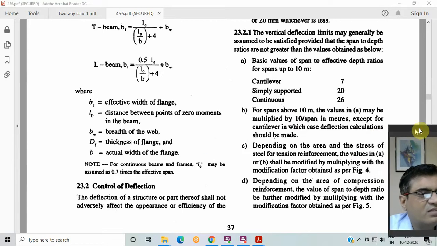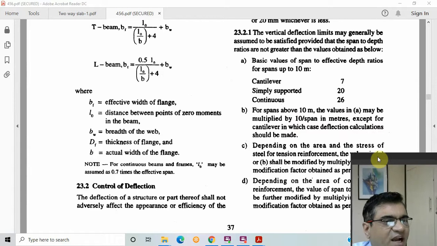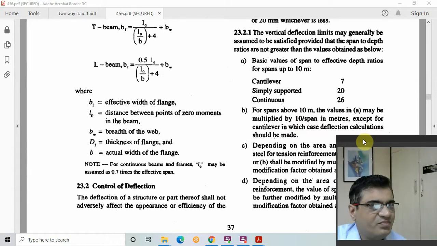Now these three ratios which are given here, L by d ratio 7, 20 and 26. Now these ratios are related to cantilever slab, simply supported slab and continuous slab. These values can be used for a span up to 10 meter. Now the slab which we are designing, in that one clear span is 4.6 and other is 5 meter.